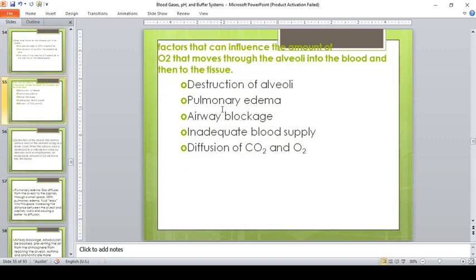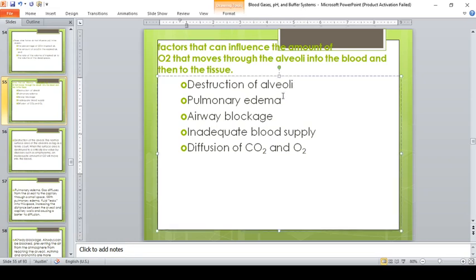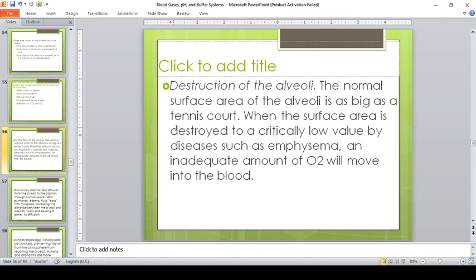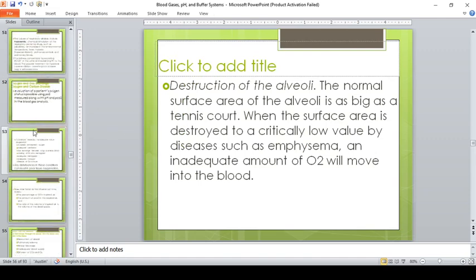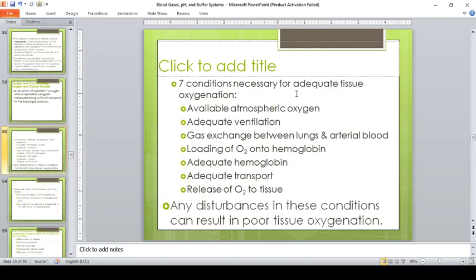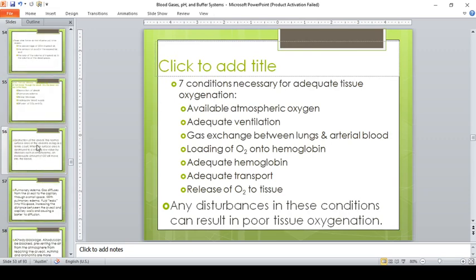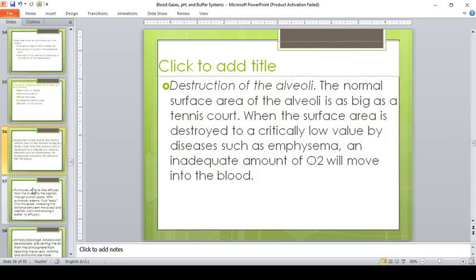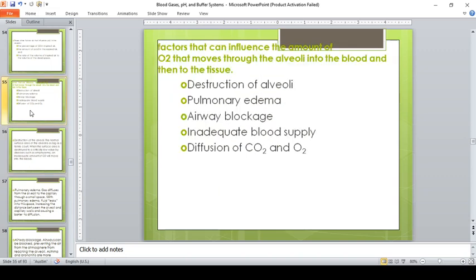Okay, so there are also factors that can influence the amount of oxygen that moves through the alveoli into the blood and then to the tissue. That is the destruction of alveoli, pulmonary edema, airway blockage, inadequate blood supply, and diffusion of carbon dioxide and oxygen. So, we explained the 7 conditions necessary for adequate tissue oxygenation. Okay. These are the factors that can influence the amount of oxygen.